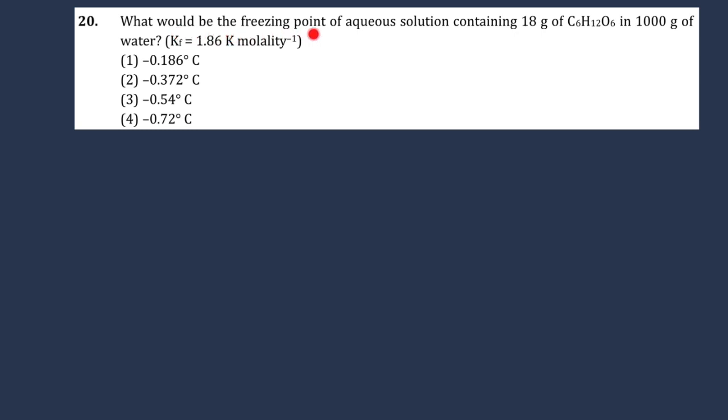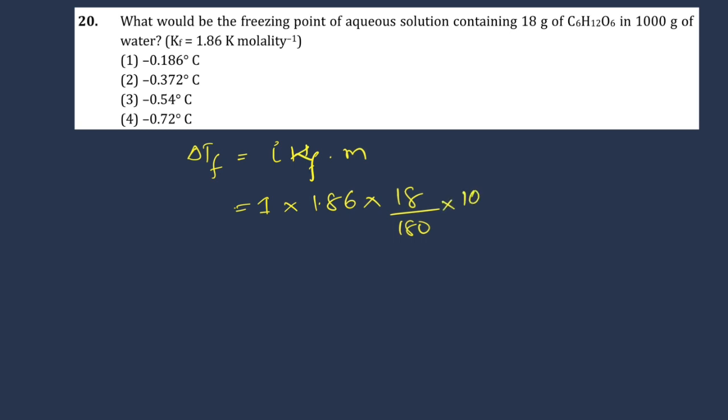what would be the freezing point of aqueous solution containing 18 gram of glucose in 1000 gram of water? Then freezing point formula, we know that delta Tf is equal to i into Kf into molality. Then i value for glucose is 1 and Kf value 1.86. Then molality is mass by molar mass, 180 into 1000 by 1000 gram. Cancel, this is cancel, then here 10. Then 1.86 divided by 10 means 0.186, that is delta Tf.